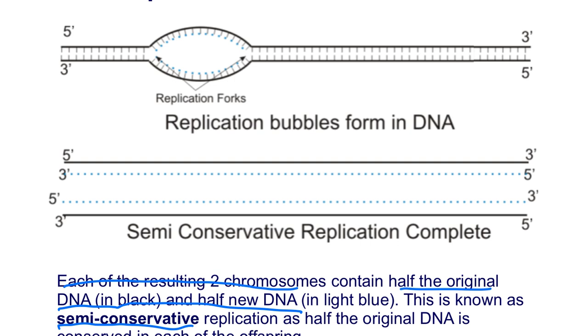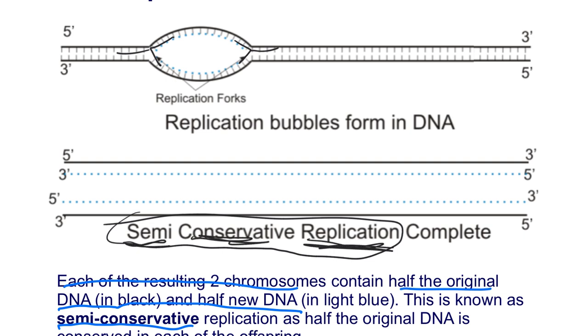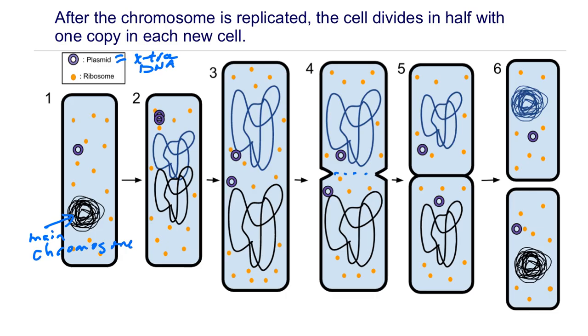Okay, so here's a straightened out picture of what's happening. You can see these little Y's at the end of the replication bubble, or replication forks. Okay, we call this semi-conservative replication. That's what's important, where each new chromosome that forms is half the original and half the new DNA. The parental strand and the daughter strand. This is called semi-conservative replication, and we do the same thing in our eukaryotic cells. Okay, after the chromosome is replicated, the cell will then divide, pinch in the middle, and divide into two new cells.